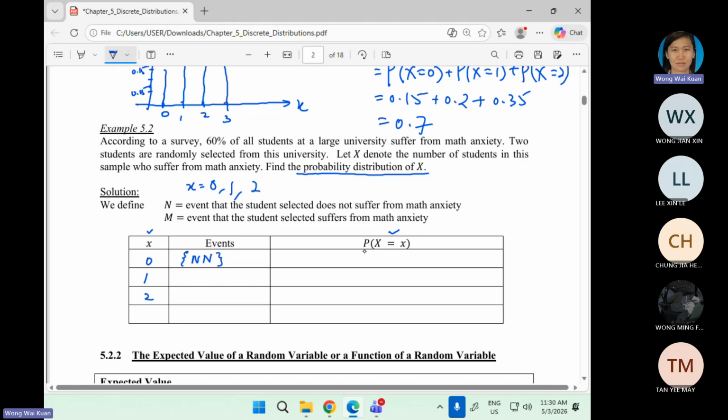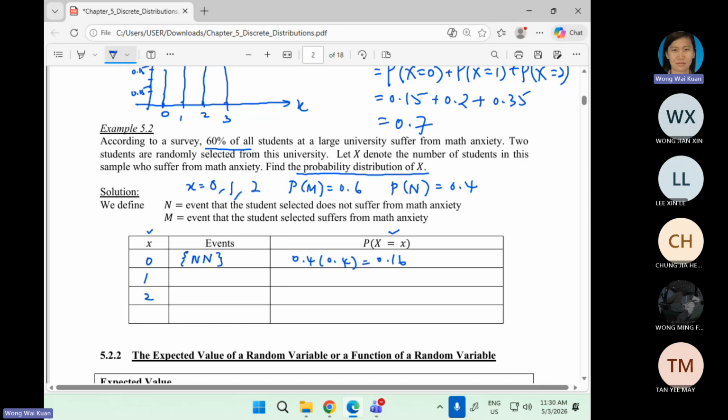Okay, how can I have this probability? I have 60% of the students has this problem. So probability of M is 0.6. Okay, then what about probability of N? It is 0.4. So what about NN? 0.4 times 0.4, so that is 0.16.